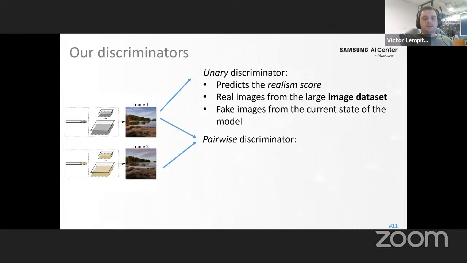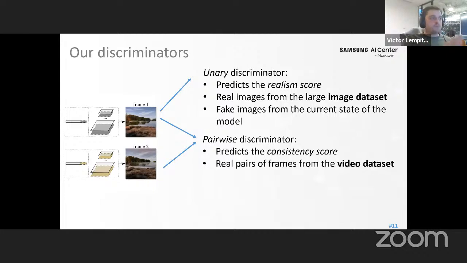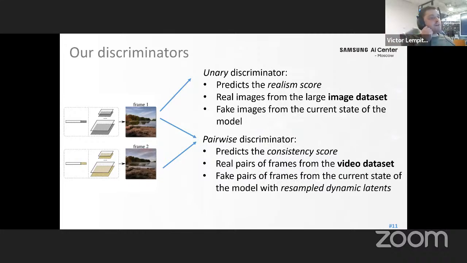So the pairwise discriminator needs to tell us whether the pair looks like 2 frames from 2 different parts of the same video. And the real pairs of frames come from the video datasets. We take a video, take 2 different frames from it. And the fake pairs come from the current state of the model when we keep the same static variables and sample dynamic variables, both in the Z part and in the noise part.